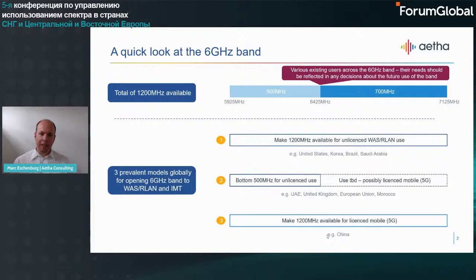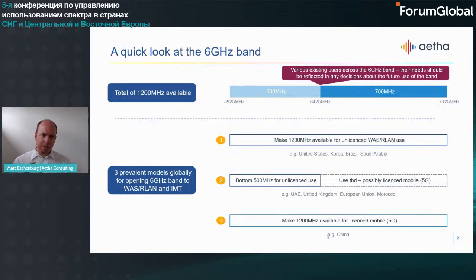The 6 gigahertz band is an interesting band because it already has quite a few users. It's about 1,200 megahertz of total bandwidth, and within that, it's split in 2 parts, and we'll probably see that emerging over the discussion. There's a bottom 500 megahertz and a top 700 megahertz, which together form the whole band. Within this band, there's a variety of existing users, be it satellite, fixed services, or broadcast. There's a whole range of services across the world that are using this band.